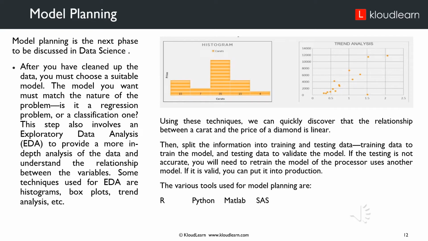Using these techniques, we can quickly discover that the relationship between a carat and the price of a diamond is linear. Then, split the information into training and testing data. Training data to train the model and testing data to validate the model. If the testing is not accurate, you will need to retrain the model or use another model. If it is valid, you can put it into production. The various tools used for model planning are R, Python, MATLAB, and SAS.